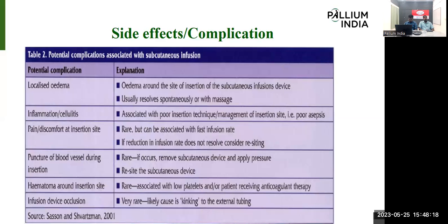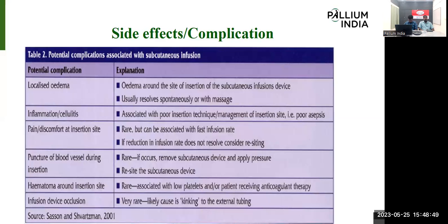Then hematoma around the insertion site. Normally it happens if the patient is already receiving anticoagulant medication or already has an issue like a low platelet level. In such situations, hematoma may form around the subcutaneous space. So we need to check the history of their medication and the history of their illness.